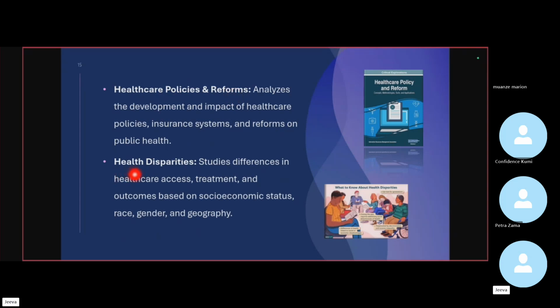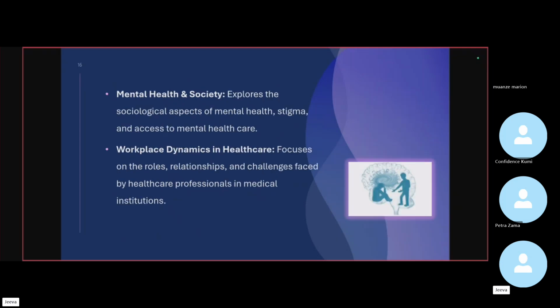Then what are the different health disparities that can occur in the medical sector and how can they be managed, whether the people are getting equal care and access to health in society, and what are the different workplace dynamics, and that is also looked after by medical sociology.